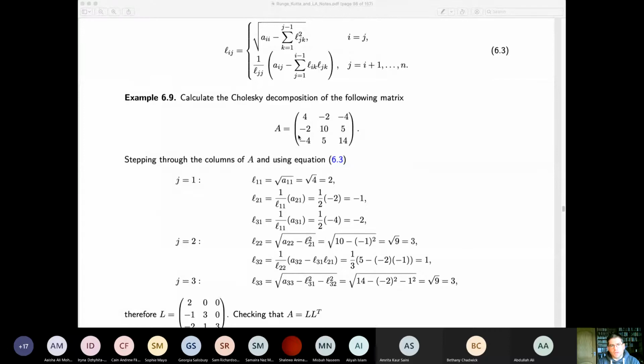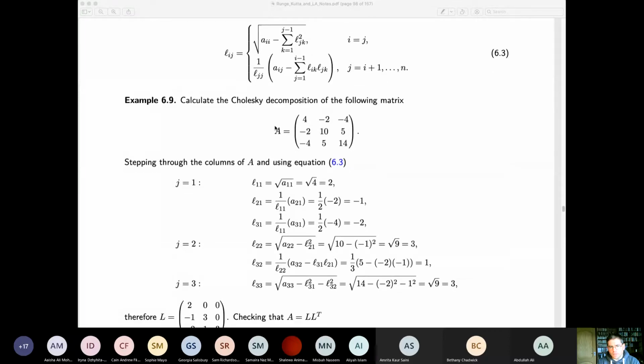It's a K in our book. For some reason in mine I've got it as a J. Bethany says yours is a J. I don't know how that's happened, so my apologies for that. Just make sure you check whether that is a K.